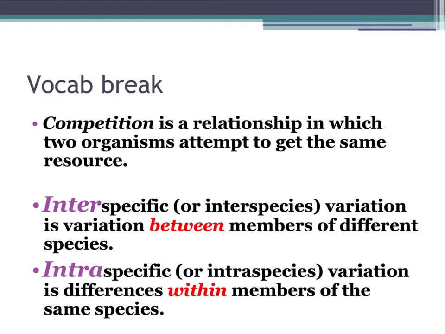Now, there's these two different words here. The first word is interspecific. That means members of different species are going to compete. For example, if deer and squirrel are both in the same forest and they both eat the same nuts from a tree, they are competing. Their competition is interspecific for the nuts on the ground.